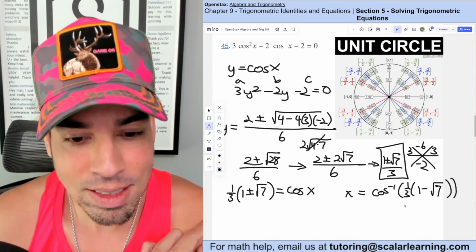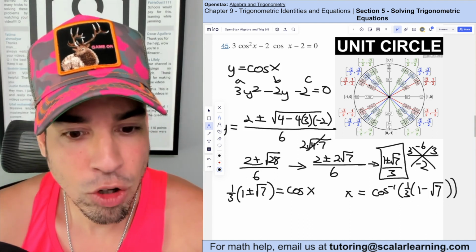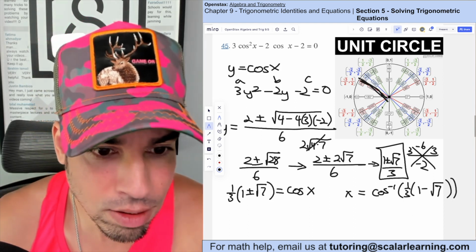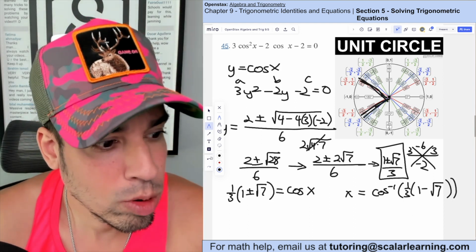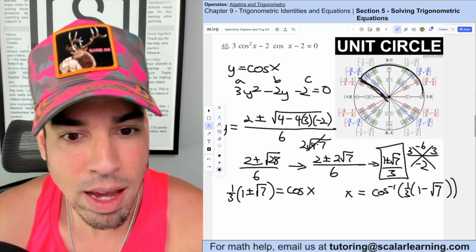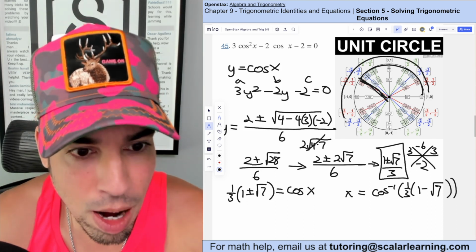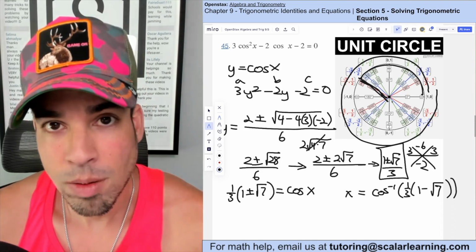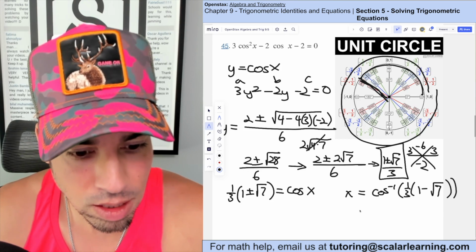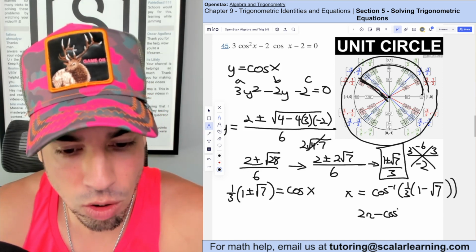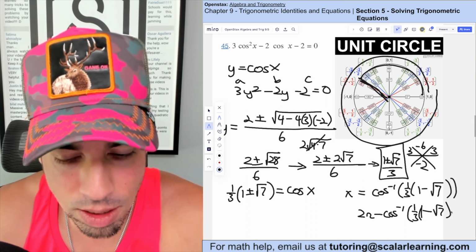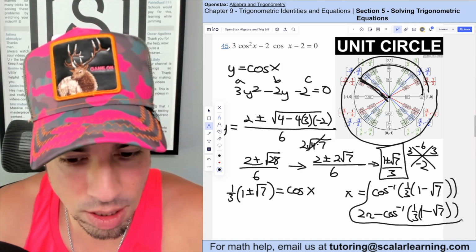Now, again, this is a negative output, which means this is going to return something in the second quadrant. Let's just say like here. But cosine is also negative in the third quadrant. So we should also have another option in the third quadrant. So the way we can do that is if I take this angle and I subtract it from 2 pi, going all the way around, we end up with a value in the third quadrant that has the same reference angle. So I can take this and I can say 2 pi minus arc cosine of the same value, 1/3 times 1 minus rad 7, like so. So these are your two answers. That's how you do it.